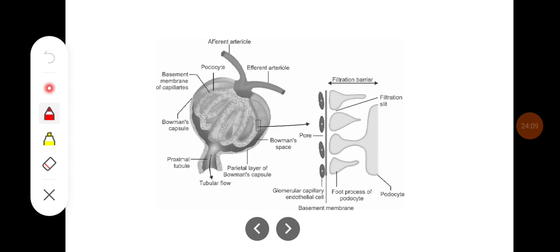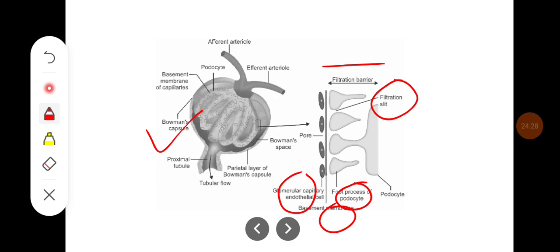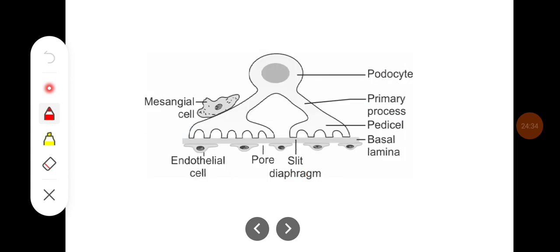So this is the glomerulus, and you can see the filtration barrier, which is mainly made up of endothelial cells, basement membrane, and the foot processes of the podocyte. Okay, and in between the foot processes, the filtration is going to occur. So these pores are called filtration slits. This is another diagram of the podocyte showing the primary processes and the secondary processes. The spaces between these allow the filtration, and they are called the slit diaphragms.